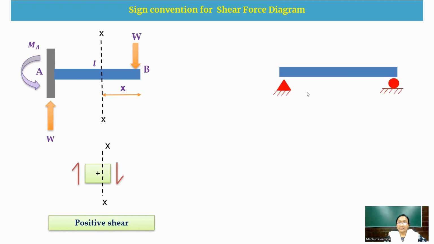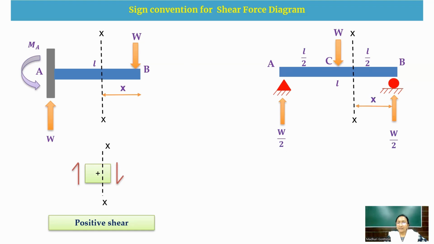Similarly, consider another example, a simply supported beam with a span of L and a point load at the center. Due to the symmetry of the center point load, it is equidistant, that is L by 2 and L by 2. So the reactions at A and B are W by 2 and W by 2. Now, if you consider a section XX at a distance X, and take a small element here.